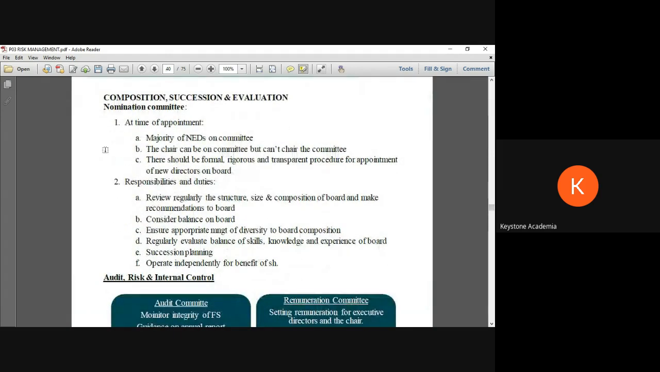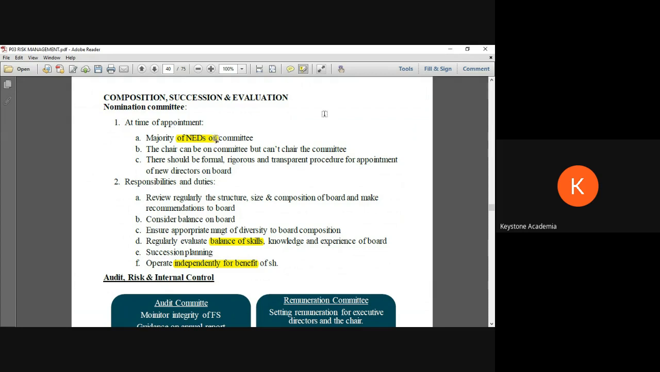So: composition, succession, evaluation, the nomination committee. What is the role of the nomination committee? To review regularly the structure, size, and composition of the board, consider balance on the board, ensure appropriate management diversity, balance of skill, independence, all of that. And who is part of the nomination committee? NEDs. The other two committees, audit committee and remuneration committee, are 100% NEDs. We'll come to that. Only in the nomination committee have they used the word majority.